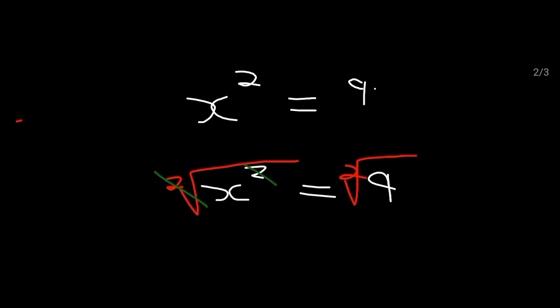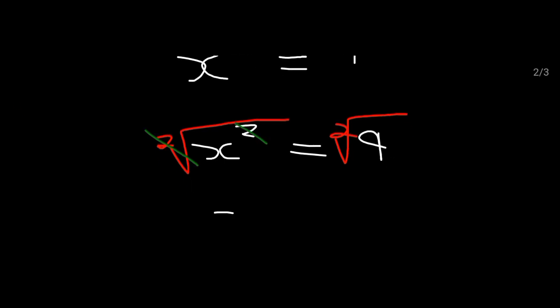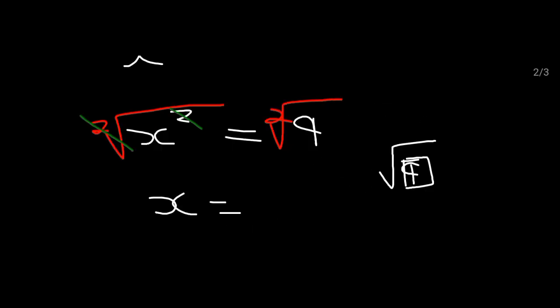The exponent of 2 and the square root cancel, and you are left with x equal to, using the calculator, the square root of 9, which is 3. So x is equal to 3.